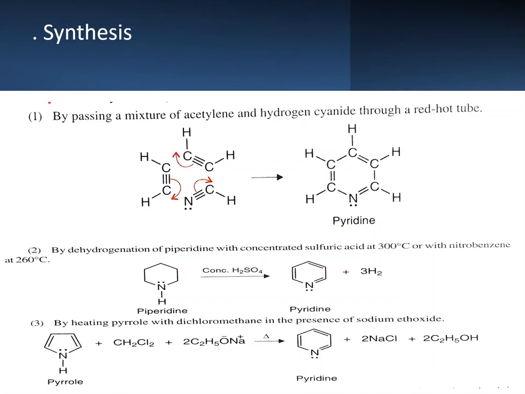You might have studied it in pyrrole. When pyrrole is treated with methylene dichloride and sodium ethoxide, it undergoes ring expansion to give you pyridine. When you heat pyrrole with methylene chloride in presence of sodium ethoxide, it undergoes ring expansion reaction. So you get your pyridine.